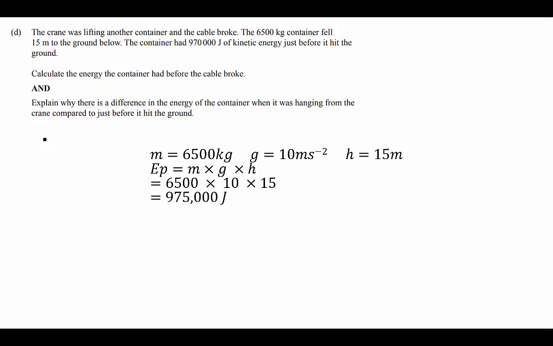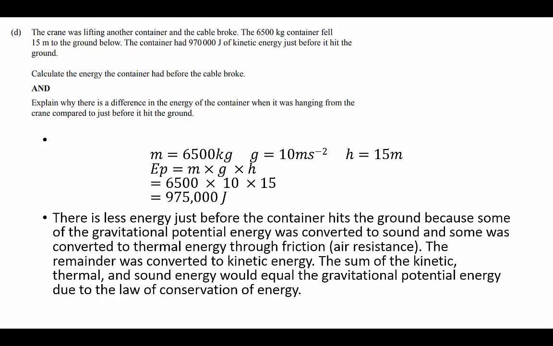We can see that after the cable broke and just before the container hit the ground, the kinetic energy was 970,000, and so the difference, 975,000 minus 970,000, gives us a difference of 5,000 joules. Those 5,000 joules need to be accounted for, and that's what the explain is. And so when an object's falling, there's a loss of gravitational potential energy through friction with the air, and that might be released as sound energy or thermal energy.